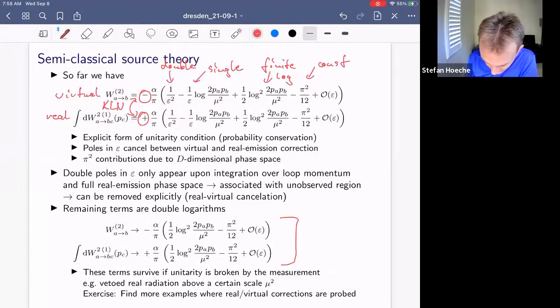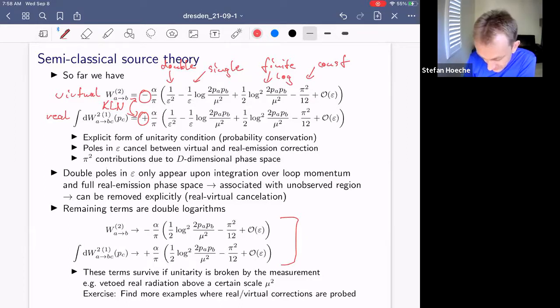When you add real and virtual, you also see unitarity. So what I derived very heuristically at the very beginning of the lecture, you see here explicitly from first principles: that the real and the virtual cancel precisely. And that's because of the simple structure of the theory.